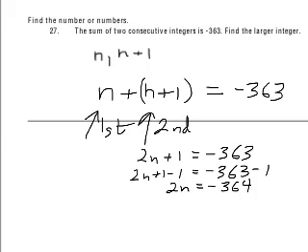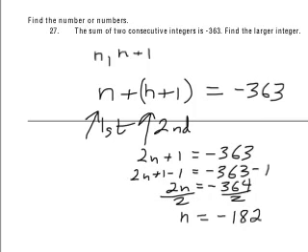Now we divide 364 by 2. And we divide both sides by 2. And we get n equaling negative 182. So that would be this guy, right? Negative 182. And n plus 1 would be negative 182 plus 1, right? And that would equal negative 181.